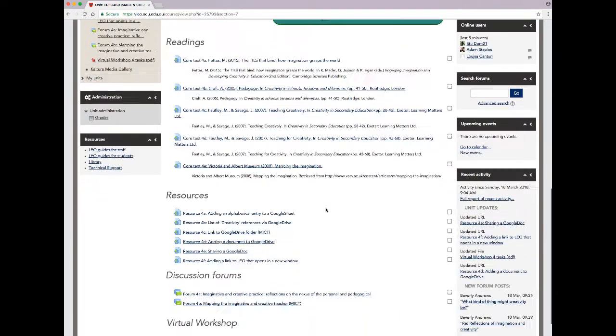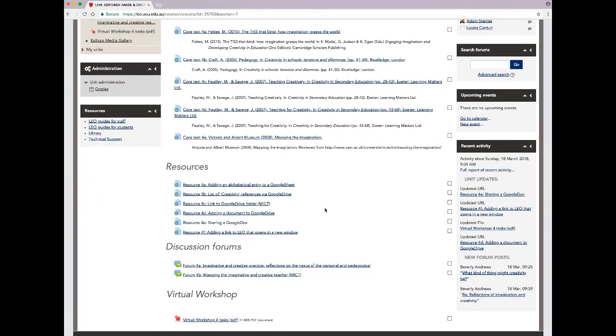Another aspect of week 4, in Forum 4A, is to write a very short reflective piece on what is the nexus of the personal and the pedagogical in terms of imaginative and creative practice. A nexus is a connection, or a relationship. So what is the relationship between our personal imaginative and creative behaviors or practices and our pedagogical imaginative and creative behaviors or practices? I want you to reflect back on the literature we've already read and engaged with, and think about how those two things come together, because they do, and they're really important.